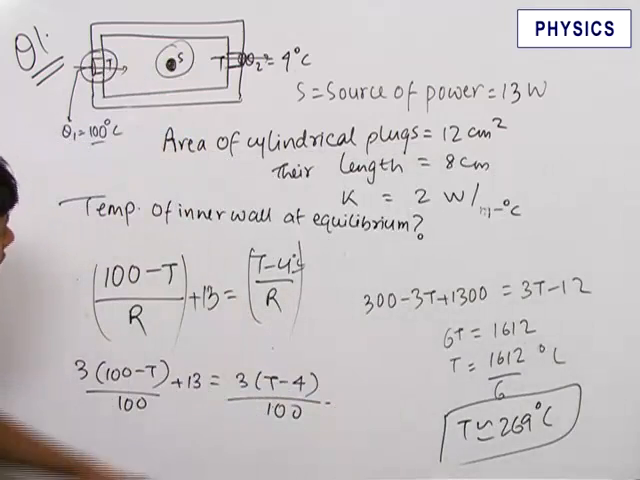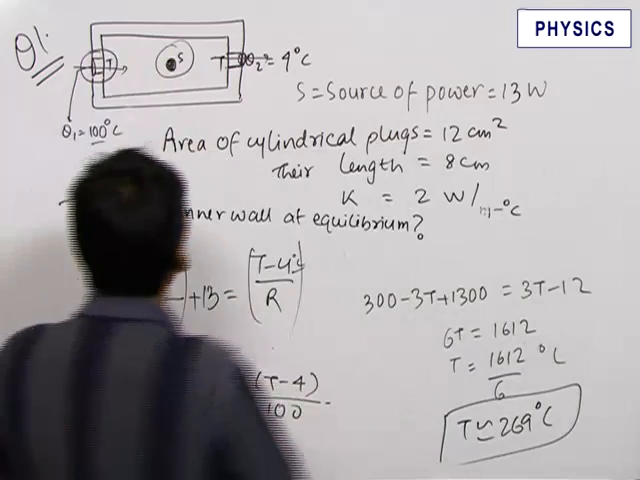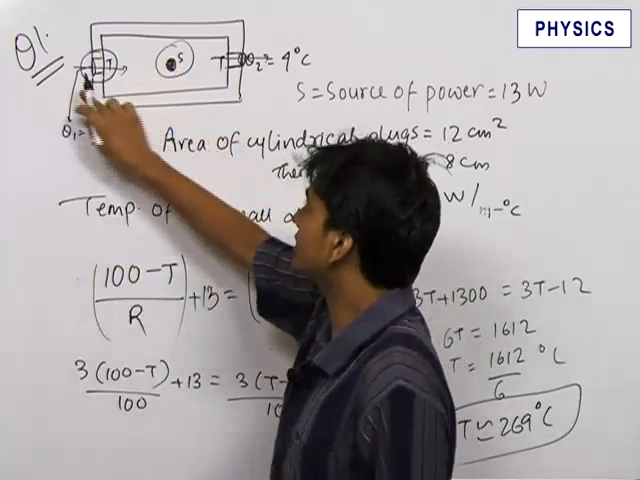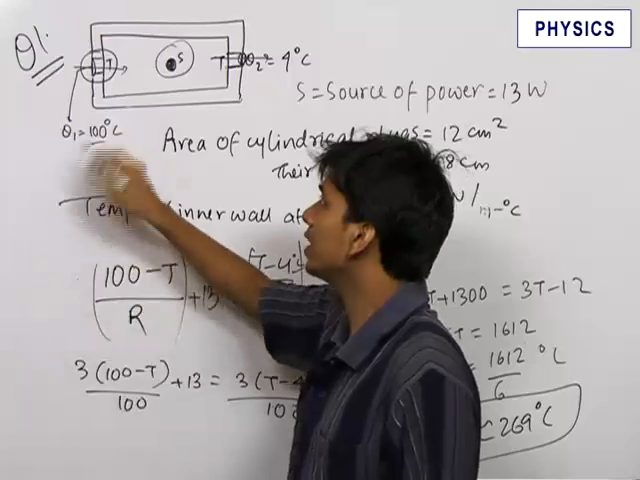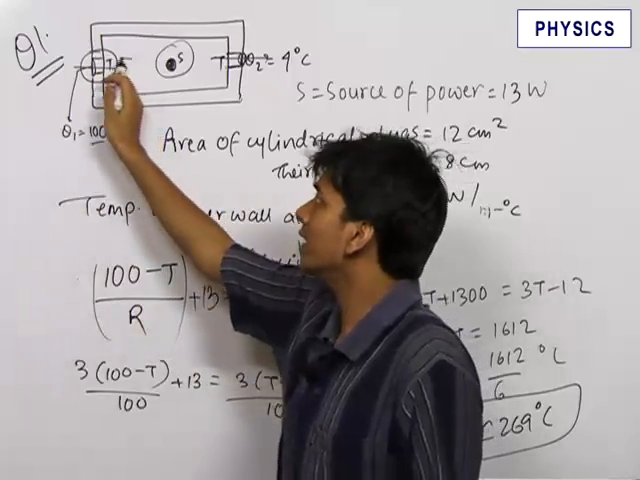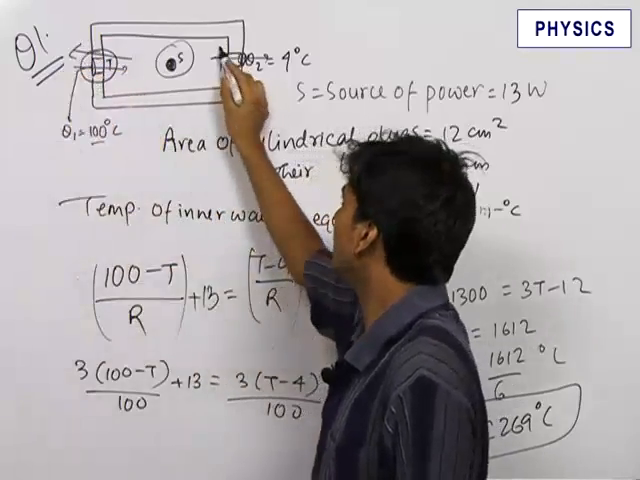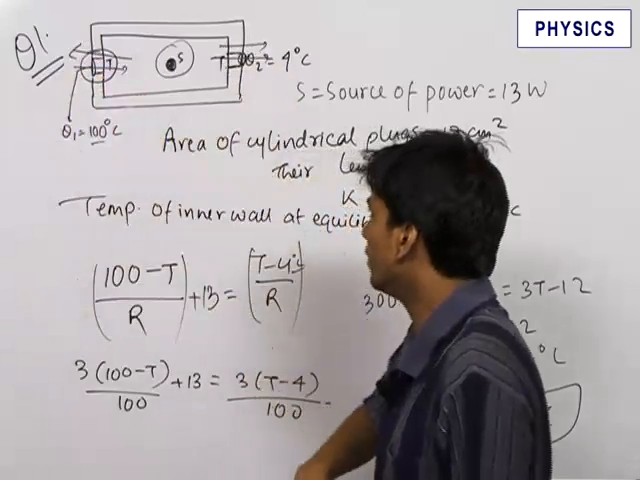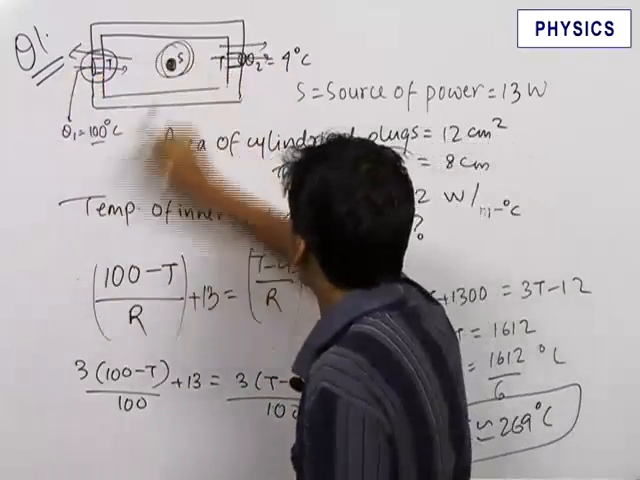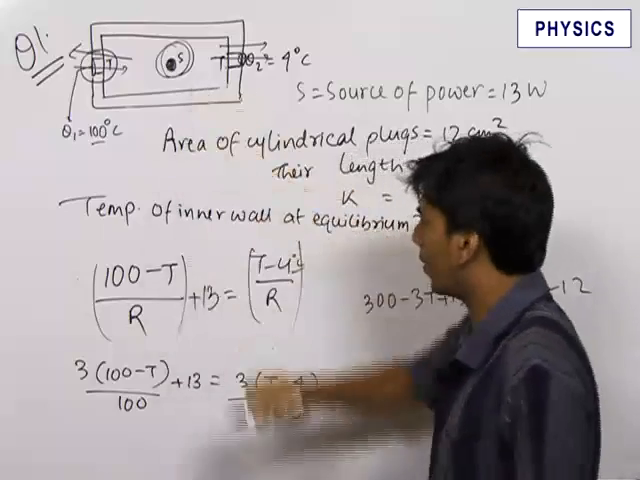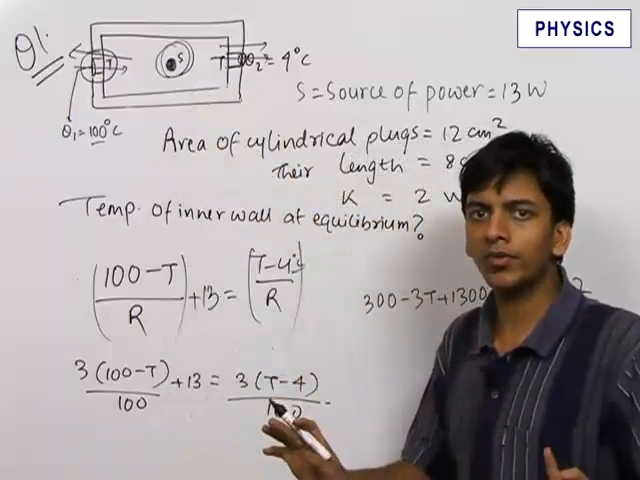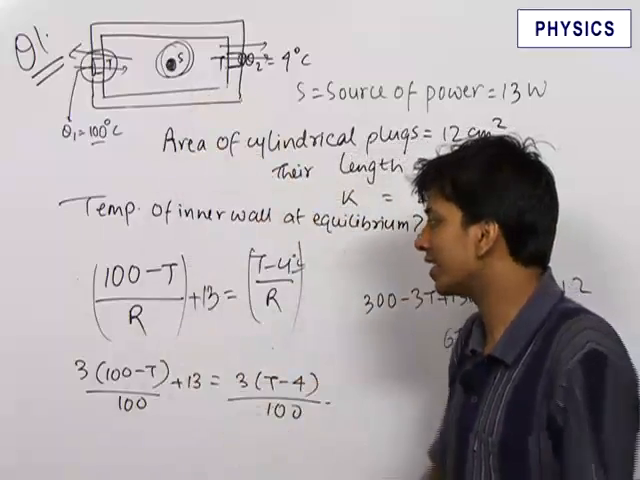An important thing which you should note here is that this temperature 269 degrees Celsius is also greater than 100 degrees Celsius. So actually what is happening is that heat current is leaving in this direction and it is leaving in this direction also, because of the power produced by this source of power. But mind you, there is no problem with the equations still. The equations are still correct.